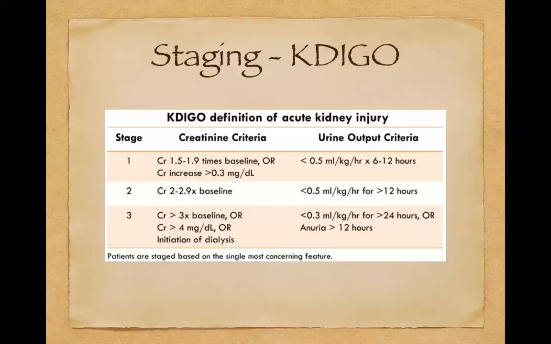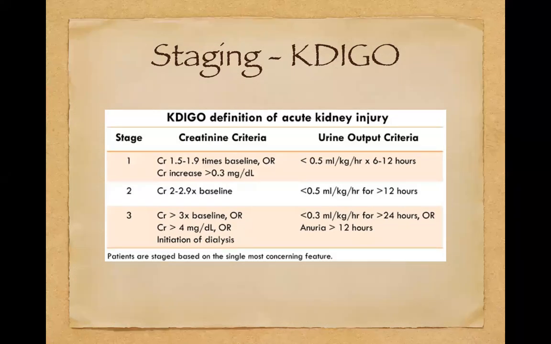So when it comes to defining AKI objectively, there are a few criteria that we can use. I'm going to speak about two. The one is the KDIGO, which stands for Kidney Disease Improving Global Outcomes, which basically defines acute kidney injury into 3 stages based on the creatinine and the urine output criteria. So as you can see there, I've added the image.